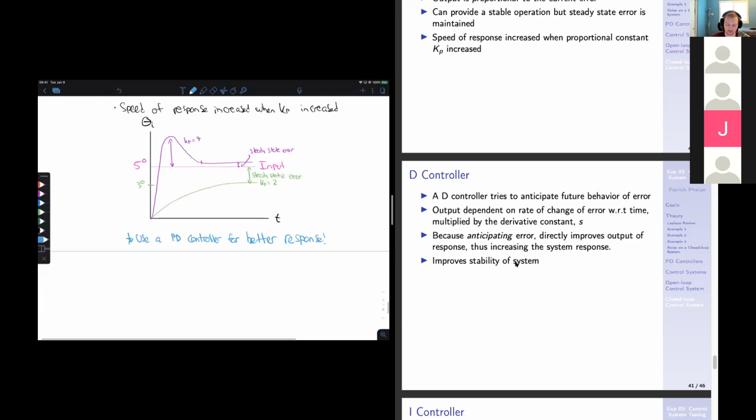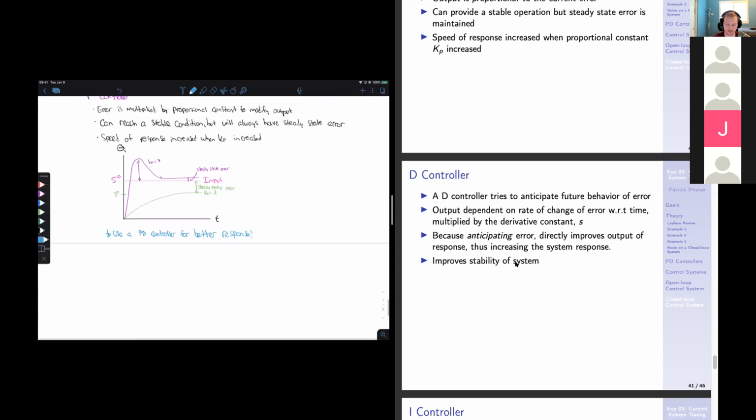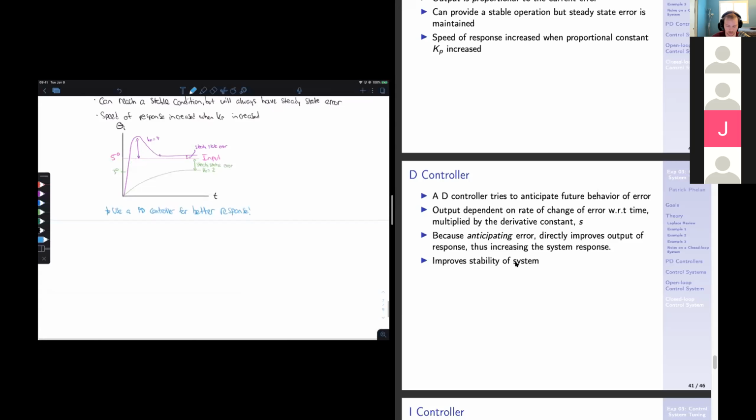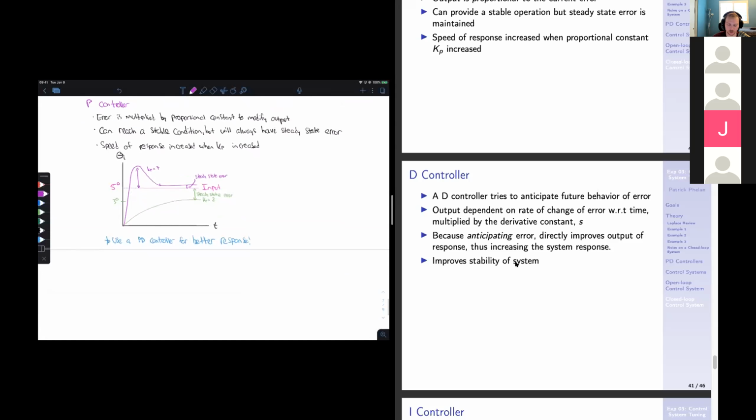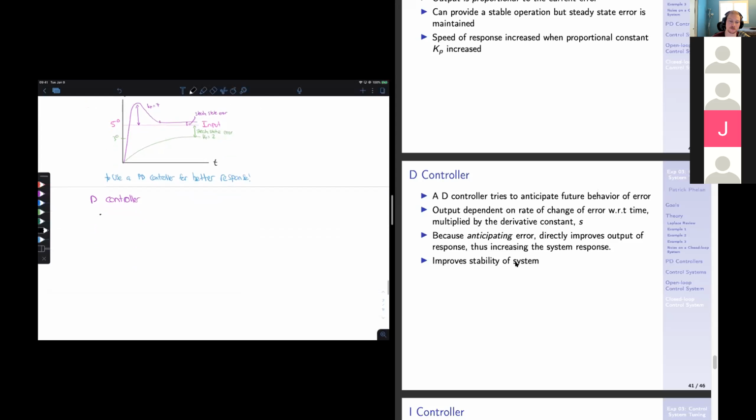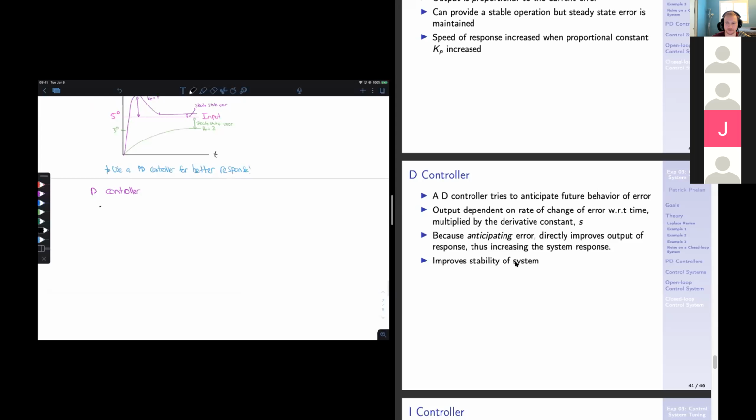All right, so we'll write some of this stuff down. D controller. With these slides, they might be good to look back at once you actually start to write your memo, to talk about stuff in your discussion.